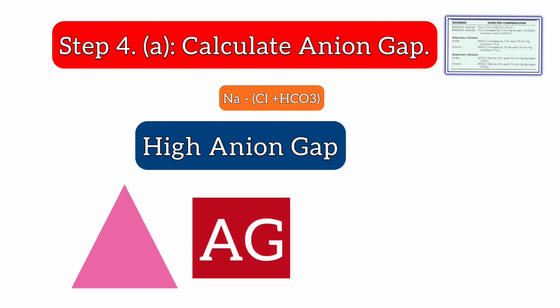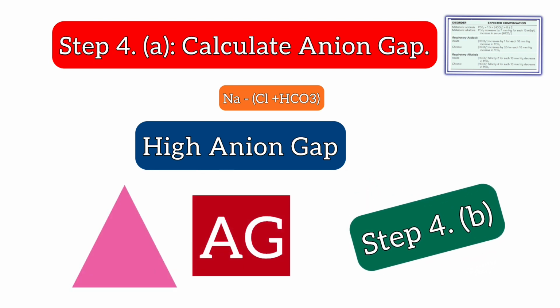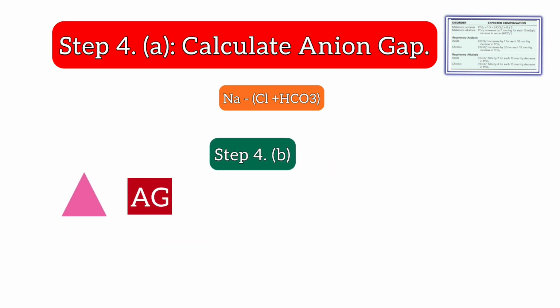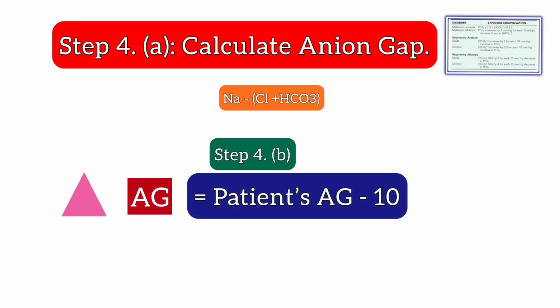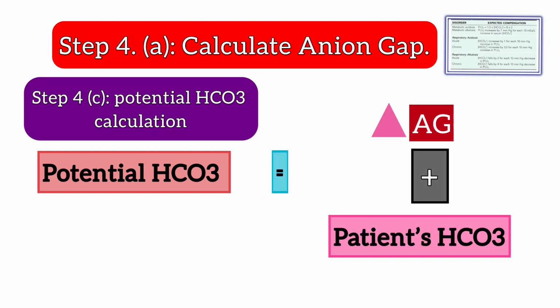Next step is to calculate the delta anion gap. This should be done even when pH is normal. So delta anion gap is nothing but the patient's anion gap minus the normal anion gap, that is 10. So the patient's anion gap minus 10 is the delta anion gap. In the next step, you calculate the corrected or potential bicarbonate level. Here, you just have to add the delta anion gap to the measured bicarbonate level, that is the patient's bicarbonate level.